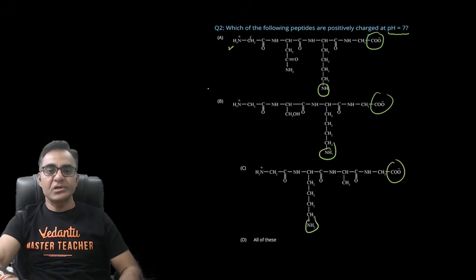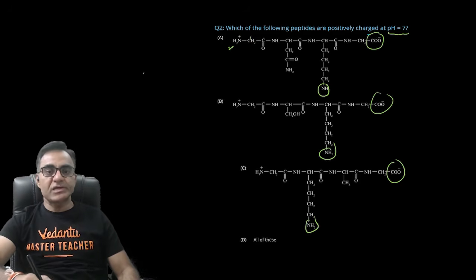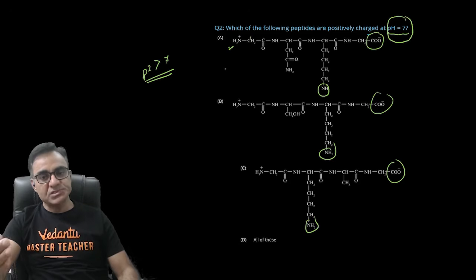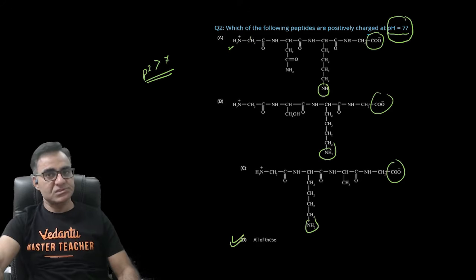So in all three peptides of amino acids mentioned in options A, B, C, the number of basic groups is greater than the number of acidic groups, right? So its pI, which is the isoelectric point, is expected to be greater than 7. And if any amino acid or peptide has a pI greater than 7, it will behave like a base. So when added to water, that means in neutral solution, it will exist in cationic form, right? So all these amino acids or peptides mentioned in options A, B, and C exist in cationic form at pH 7. So your answer has to be all of these.